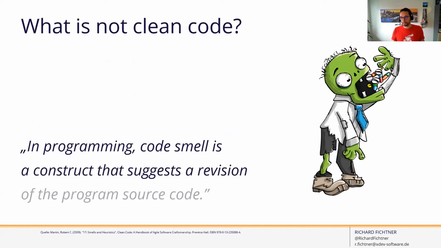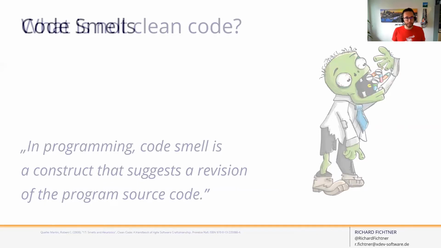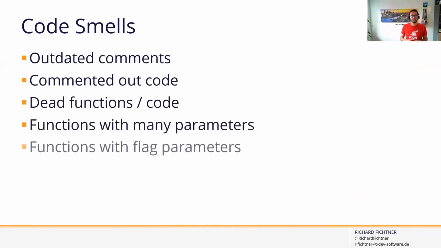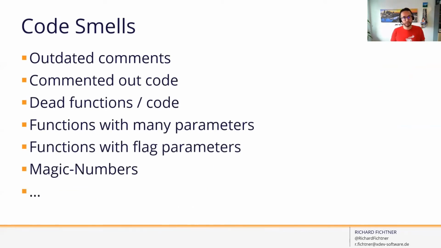There is a definition from the famous Robert C. Martin book. And this says, in programming, a code smell is a construct that suggests revision of the program source code. This is very diplomatically said. So if there is code and you get the urge to vomit, that's not clean code, and that's a code smell, and you should take care of that. Concrete examples of code smells are outdated comments, commented out code, dead functions, magic numbers, all that stuff. And we will see a lot of examples from now on in this talk.